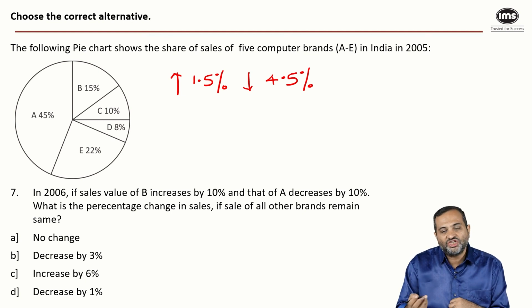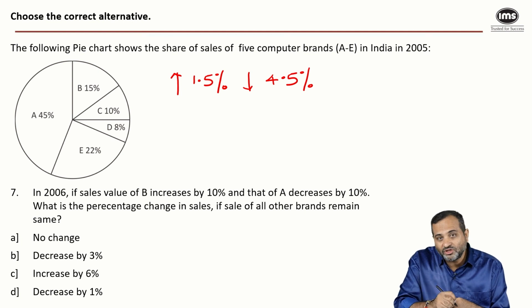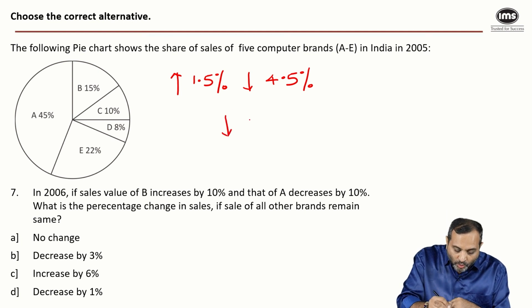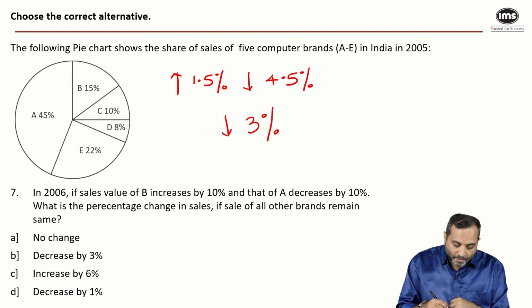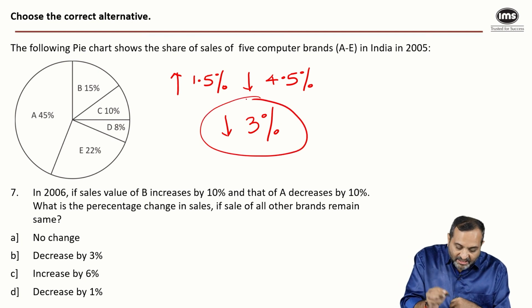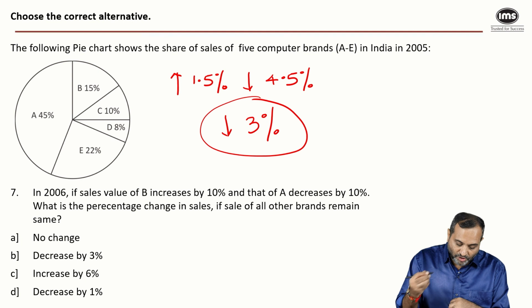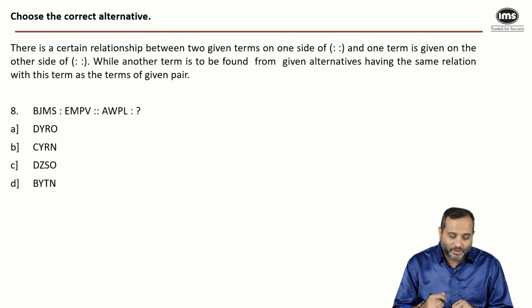What is the percentage change in sales? An increase of 1.5 followed by a decrease of 4.5, can I say is equivalent to a decrease of 3%? So straightforward, since there is no change in the other brands, the net decrease is a decrease of 3%. Which option is this? This is option B. Let's look at the next question.